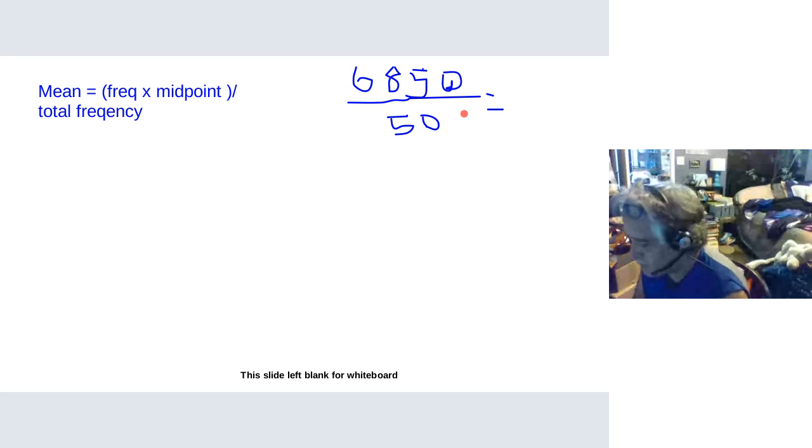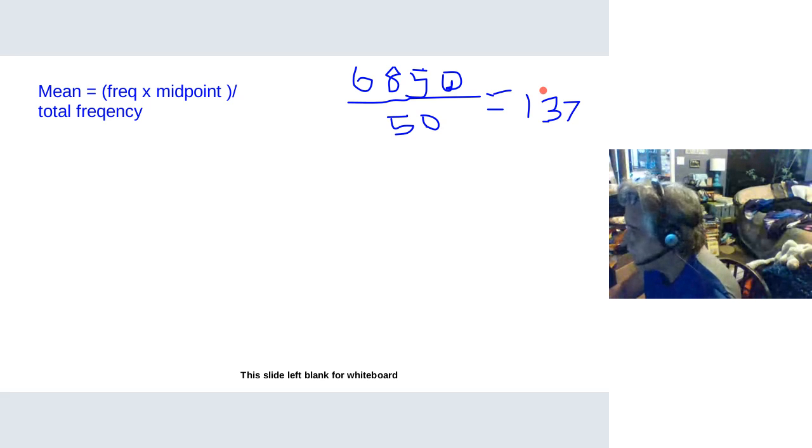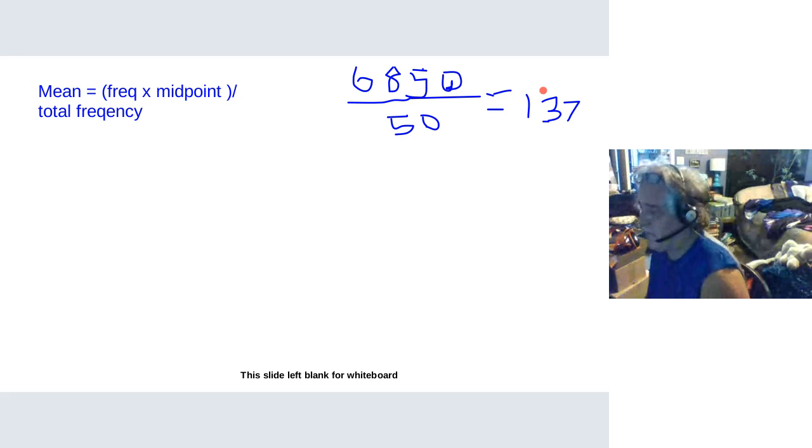So 6850, that's 137. So the mean number of texts sent per student is 137. But again, they call it an approximation because you don't really know the true number of texts sent. So that's the approximation using the midpoint. All right.